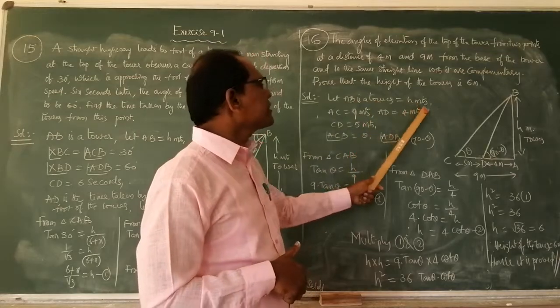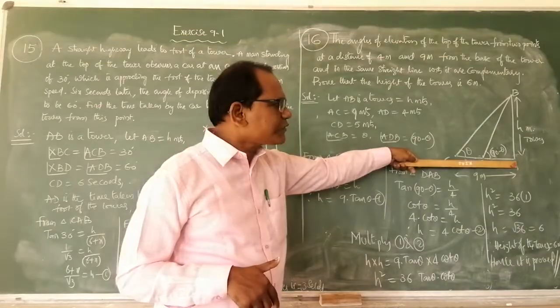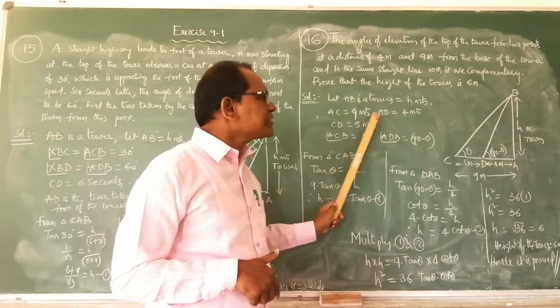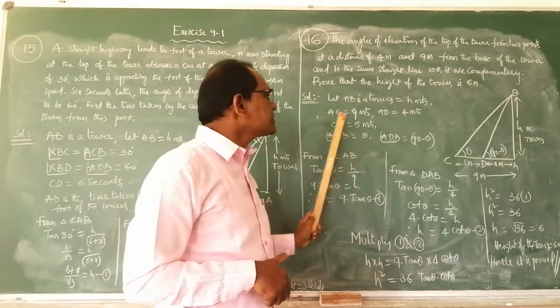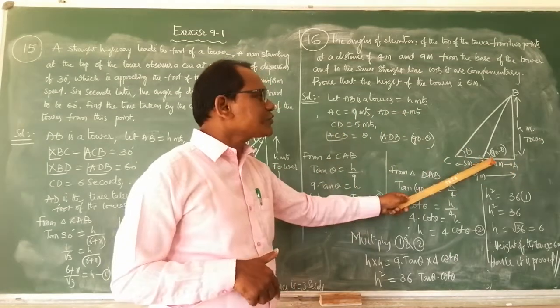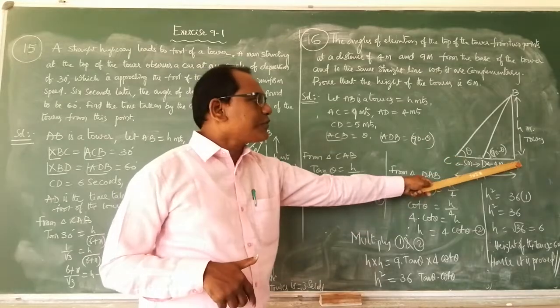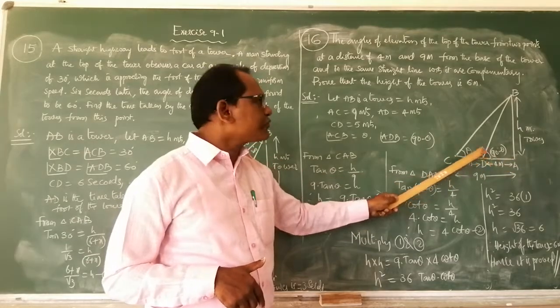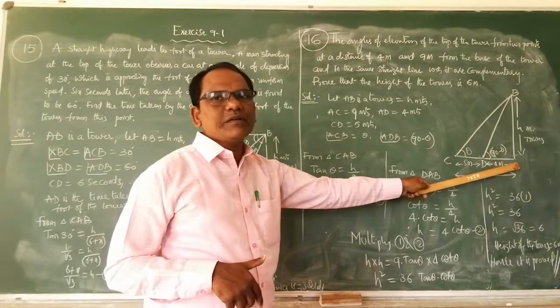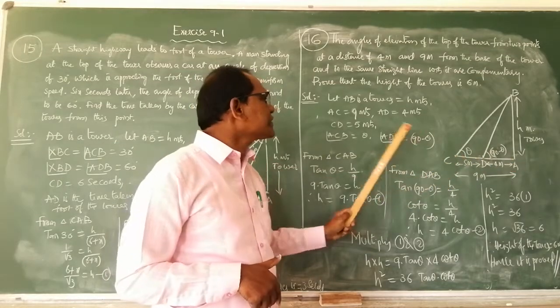Therefore, let AB be a tower of h meters. The total distance from the foot of the tower, AC, is 9 meters. AD equals 4 meters. CD equals 5 meters. These are the 2 points D and C. From the base of the tower, AD equals 4.